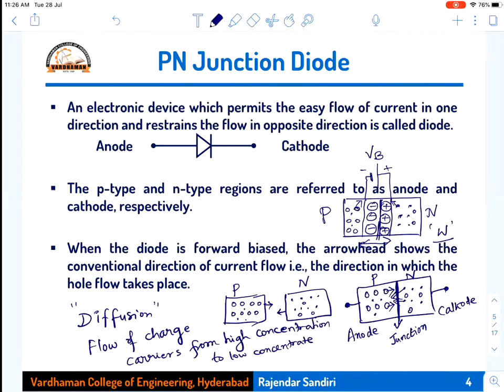So what does the depletion region consist of? The depletion region consists of immobile negative and positive ions. That is because of the recombination of holes with electrons, or electrons with holes, across the junction. That is called the depletion region, and it develops a potential across it, which we call the barrier potential, represented by VB, with negative polarity on the P side and positive on the N side.